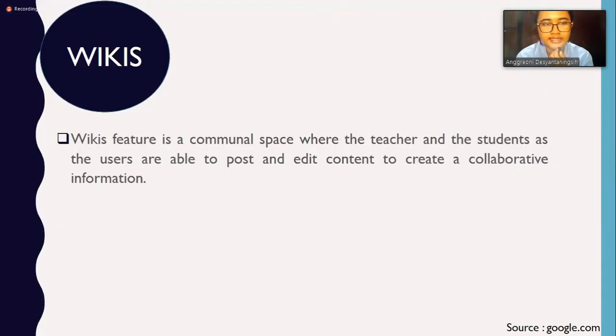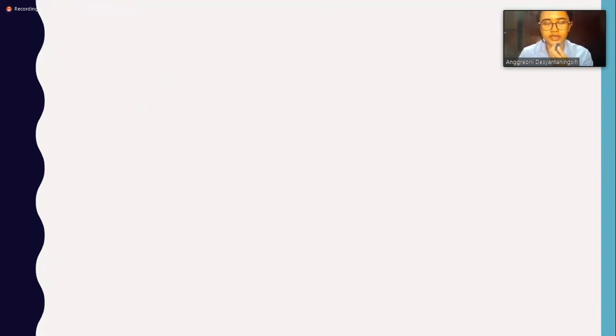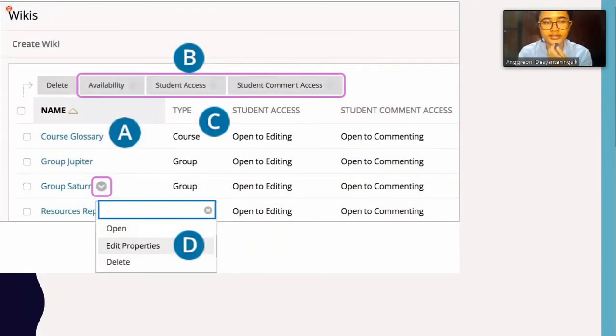The next one is about wikis. A wiki is a communal space where the teacher and the students, as the users, are able to post and edit content to create a collaborative impression. Students work in groups, and then they have to make an assignment in wikis. So they will build collaboration among the students. Here is the example of wikis.